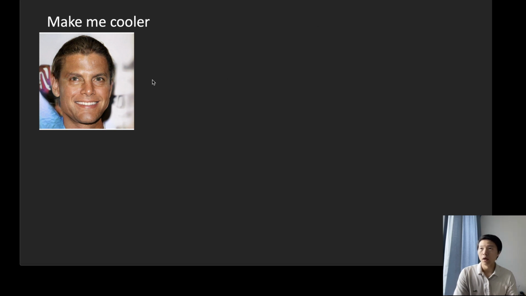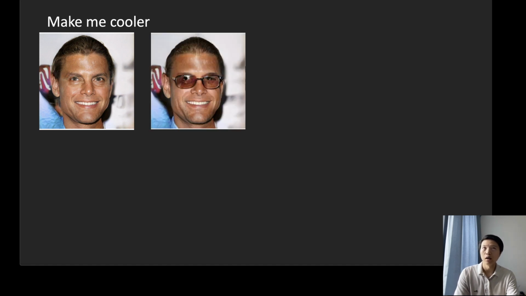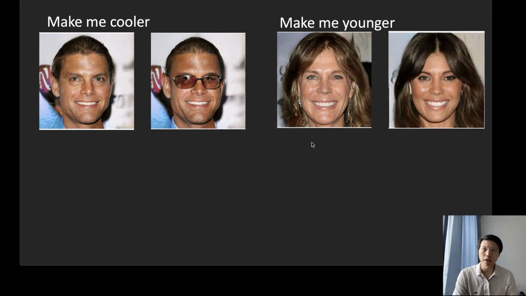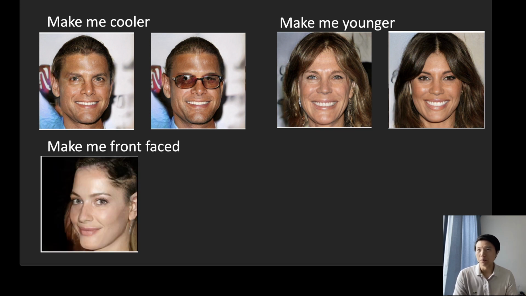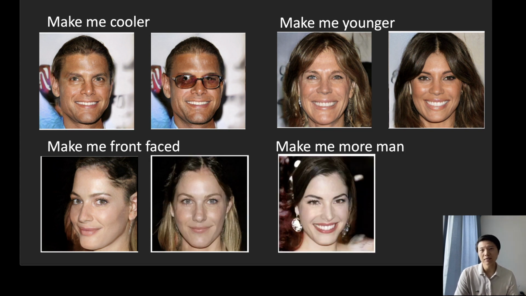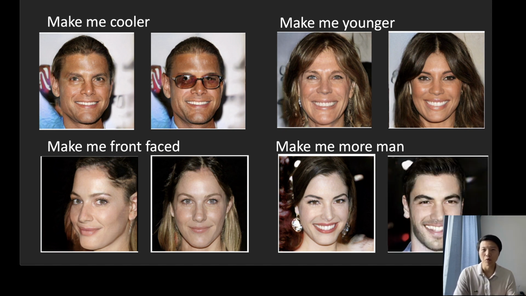For example, we want to change the semantics. For this person, we want to make this guy look cooler, and we can do that by putting glasses on. For this young lady, if we want to make her look younger, we can change the age. For this one, the pose is not that good, so we make it front-facing by changing the pose of the person. And also for this one, to make it more male. This is a weird requirement, but we can also satisfy it by changing the gender.